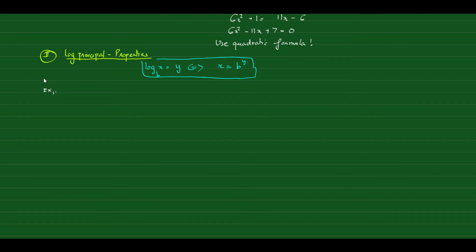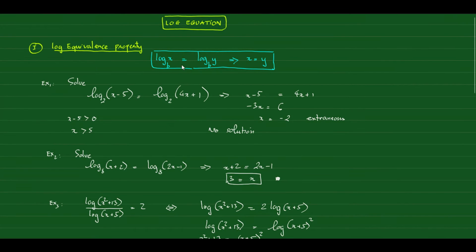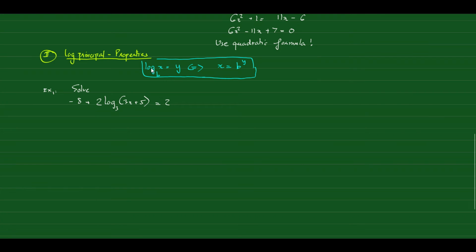Okay, how about I have -8 plus 2 log base 3 of (3x plus 5) equal 2. Okay, so in order to use the log principle, you see that we have only one log. For the log properties, we have logs on both sides, but over here we have only one log. So for the log principle we have to isolate the log.